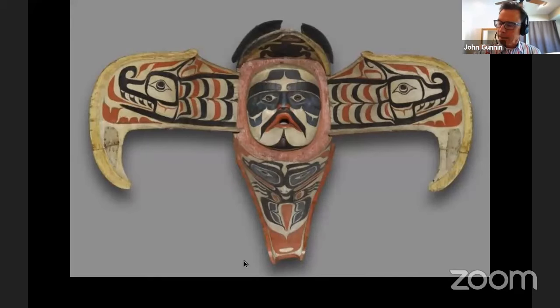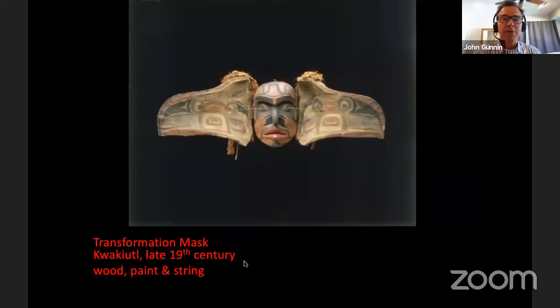Now, this is another work, and I'm hoping I put it up with no title. So I'm hoping you look at it and you go, well, it looks a lot like our transformation mask. Okay, because that is what we are looking at right now. This is the work from your set, the transformation mask from the Northwest Kwakwaka'wakw tribe. You have to forgive my pronunciation of that. And made from wood, paint, and string.